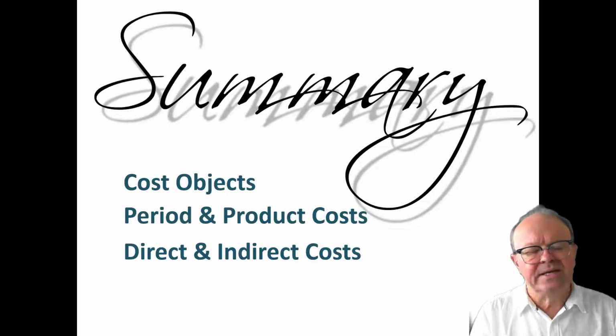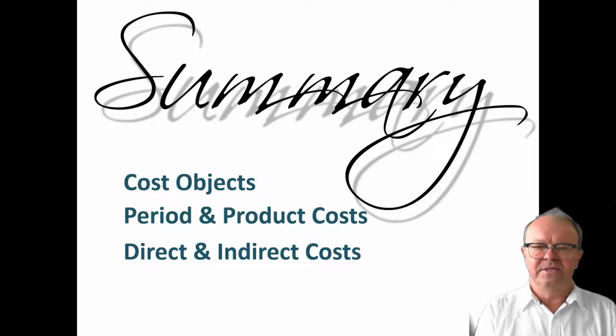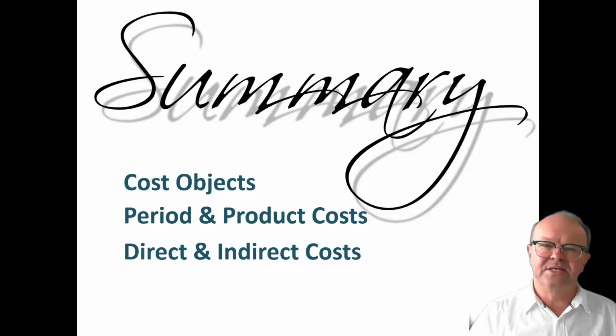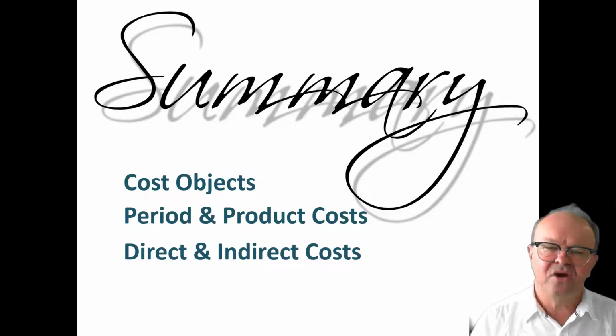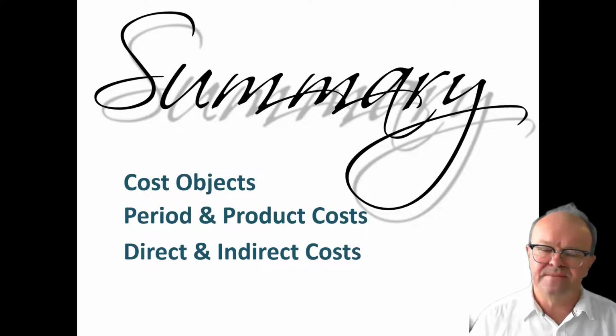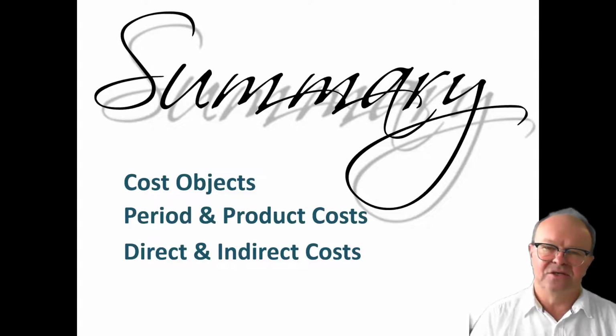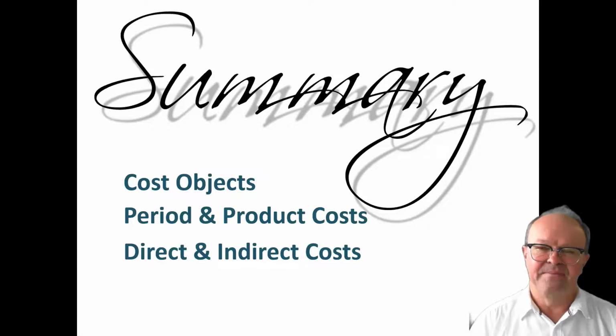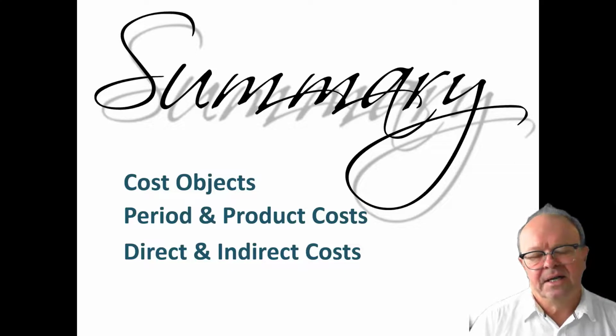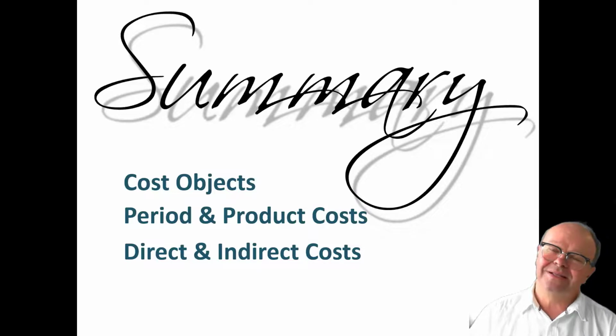And then we had a look at direct and indirect costs. We divided the product costs into these two, direct and indirect. Direct costs, again an important concept, are those that clearly connect to a particular product or service. Everyone would agree that it is a cost of that product or service. But the indirect cost is not so clear, and we've got to make some judgments.